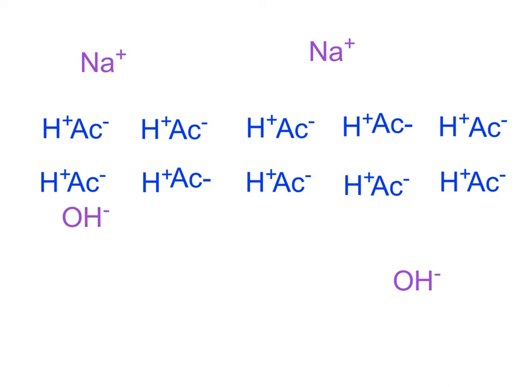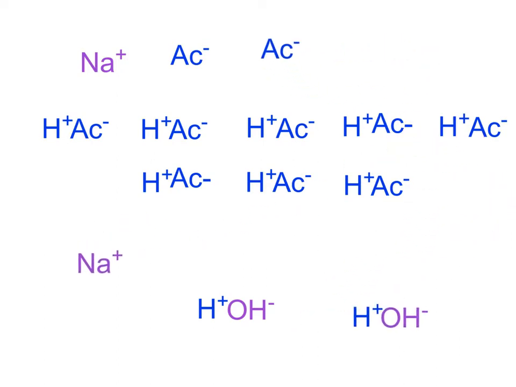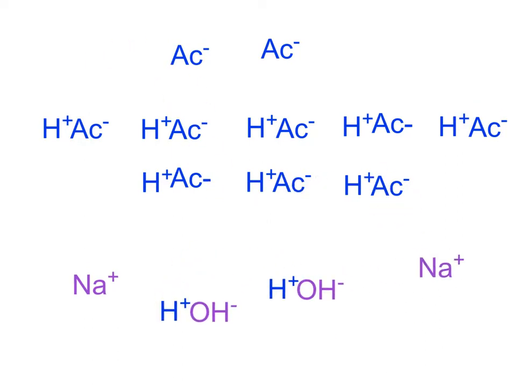And the OH minuses, on the other hand, attack this HAc. So the OH minus will attach itself to the H plus to make some water, and we'll have some Ac minuses floating around. This one's going to do the same thing. It'll attack the HAc to make some water and the Ac minus. So the Nas are spectators, and the waters are in excess, also just spectators.